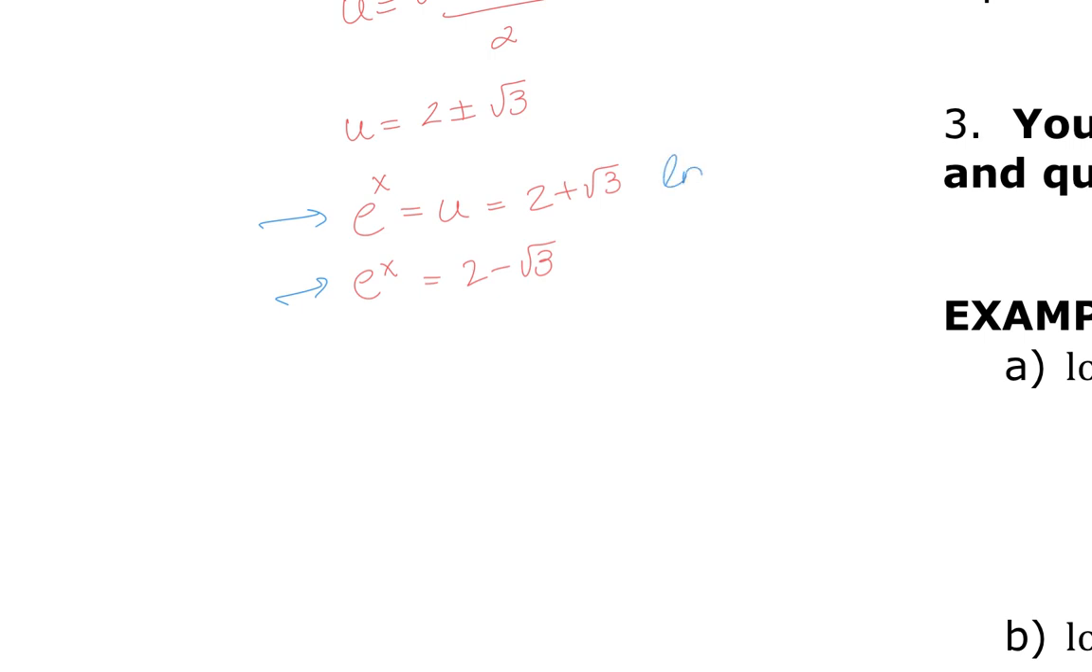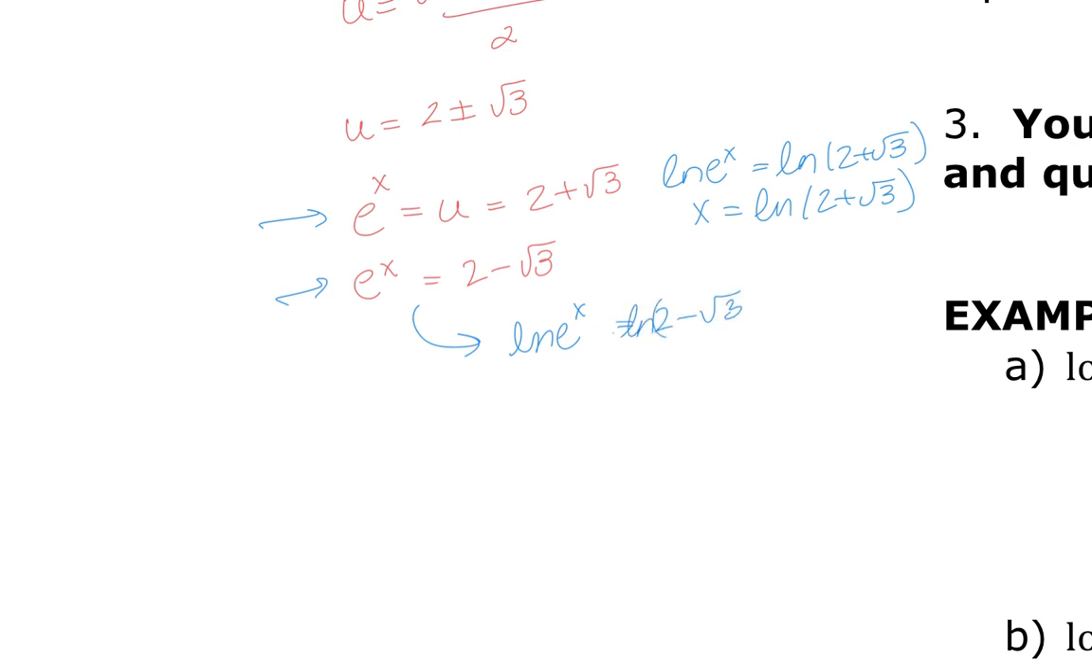So starting with this one, I have the natural log of e to the x is equal to the natural log of 2 plus the square root of 3. That means x is equal to the natural log of 2 plus the square root of 3. Same thing here. I'm going to have the natural log of e to the x is equal to the natural log of 2 minus the square root of 3. So x is equal to the natural log of 2 minus the square root of 3. Whew, that was a lot.